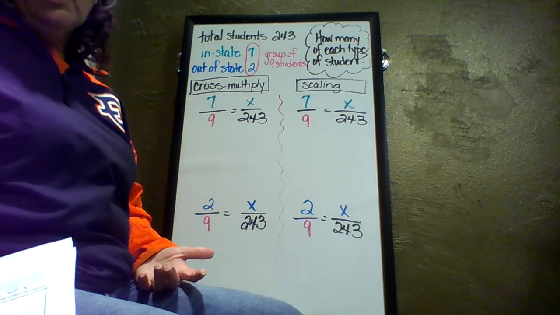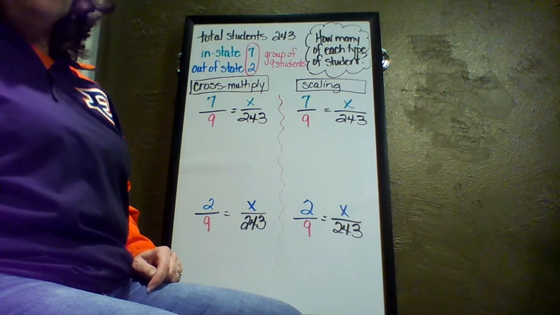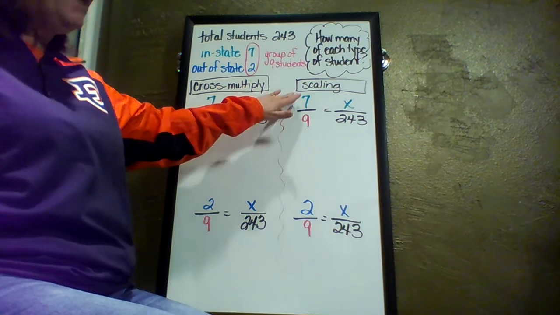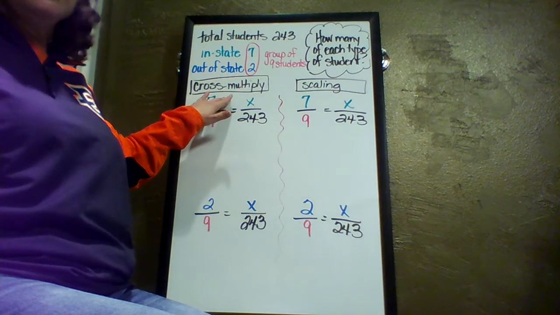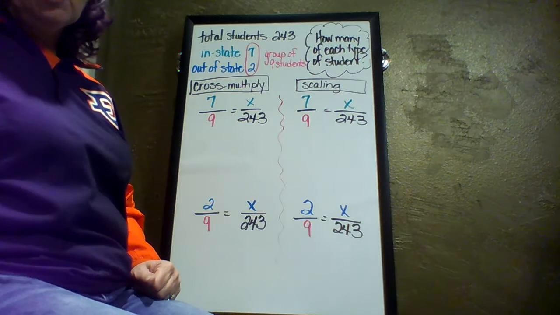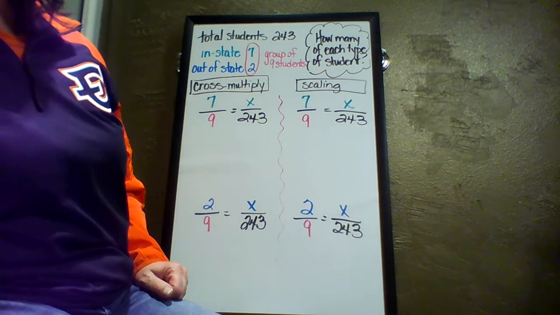So in our notes, we found out that there are 2 ways that we can solve proportions. The first is scaling. The second is cross multiplying. The most common way is to cross multiply. So I want to share that with you first.